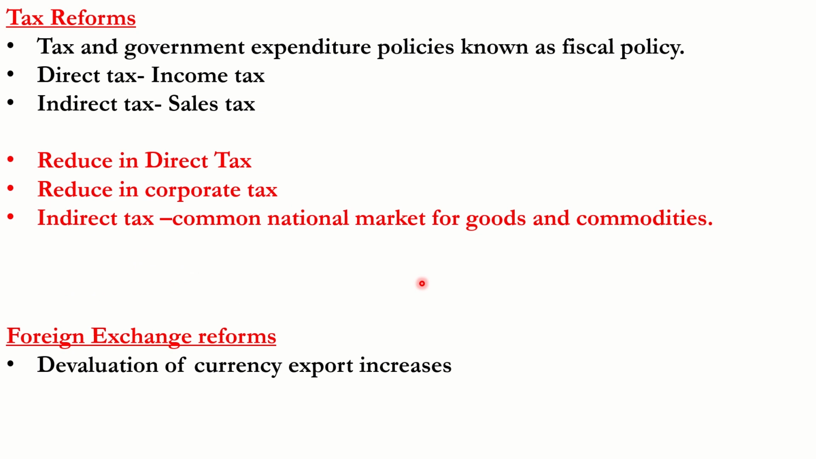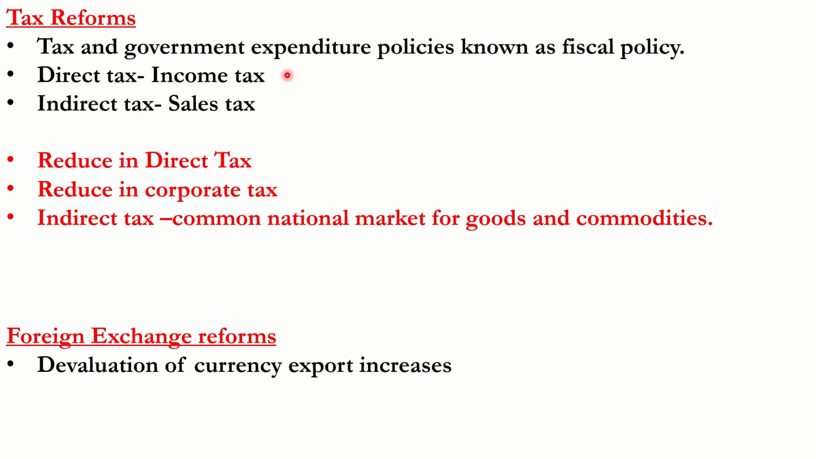Now, tax and government expenditures come under the fiscal policy. So, under tax reform, there are two types of taxes. One is direct tax and one is indirect tax. Direct tax means the person is paying directly to the government. If I am earning an income and I am paying directly to the government, it is known as direct tax.